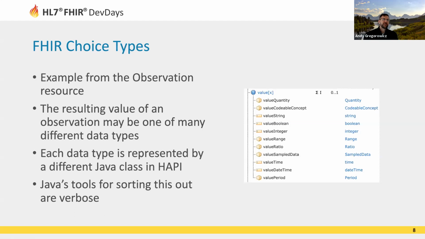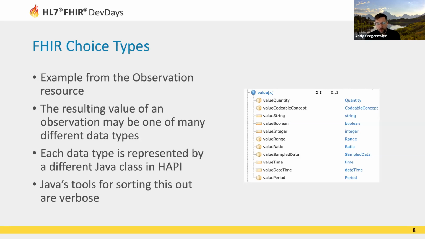So as I mentioned, we have FHIR choice types. This is something that you come across in FHIR resources. And what I'm showing here is an example from the observation resource. Observations have values. You can have value quantities. So you have the value data element. It's a choice type. A value quantity might be something like, if you're looking at a lab result, an LDL cholesterol.